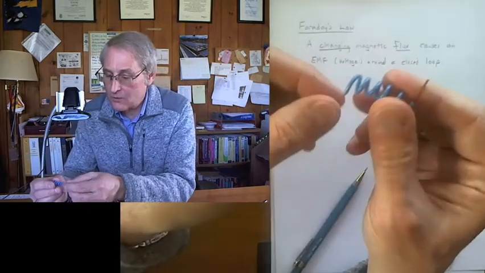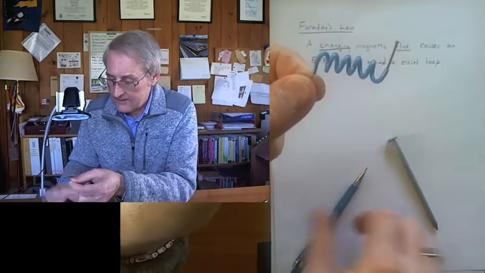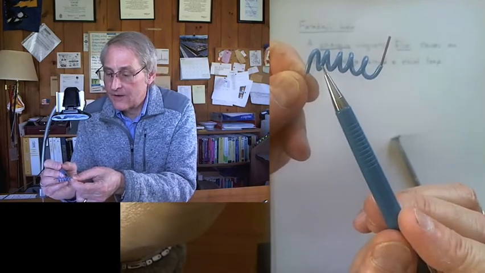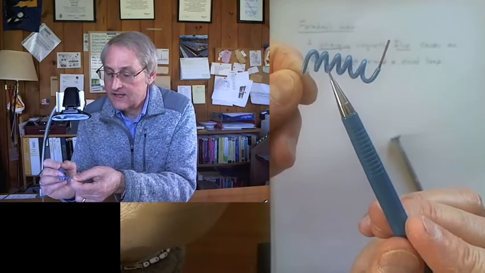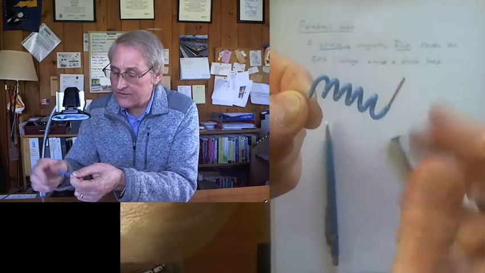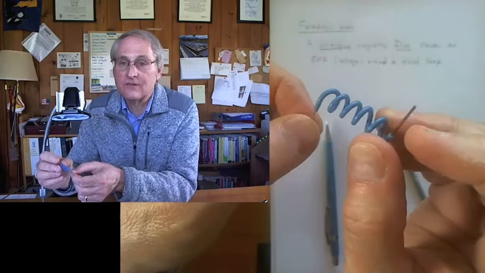I've wound some wire, just a coil of some wire here. And in fact, let's count the windings. It starts here, goes all the way around, comes up to here, that's one. And then two, three, four, five. So I would say N equals five for this piece of wire.